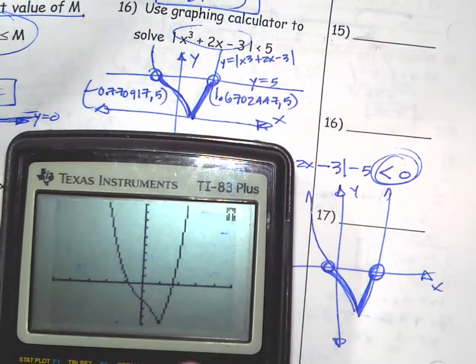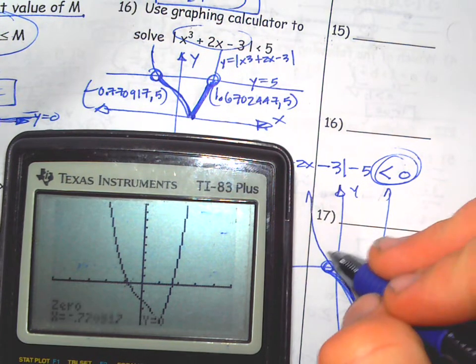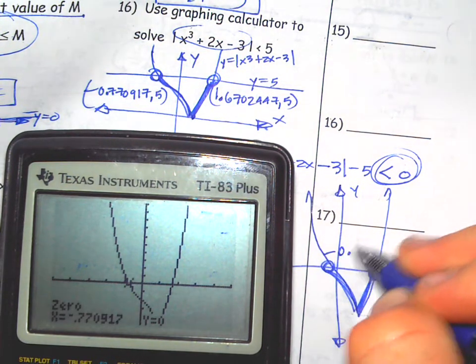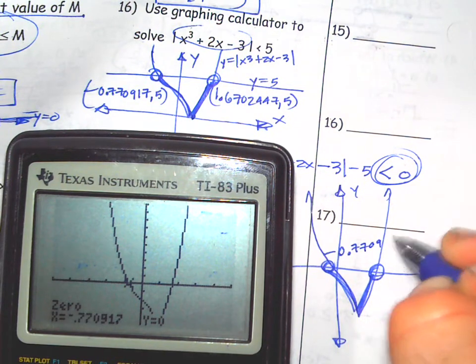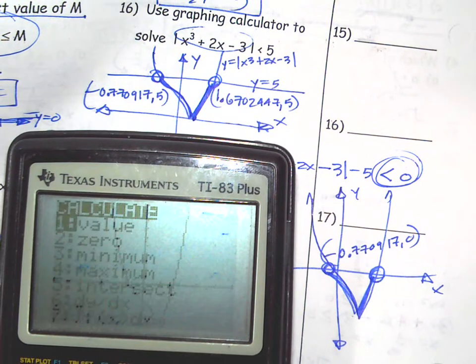So you do second calculate 0. And you got to tell where to look for it. You're like, well, it looks like it's at -1. So I'm going to say -2 to 0. And I'm going to guess -1. Then I'm going to write on my picture, -0.770917, 0. I'll find the other one, so second calculate.